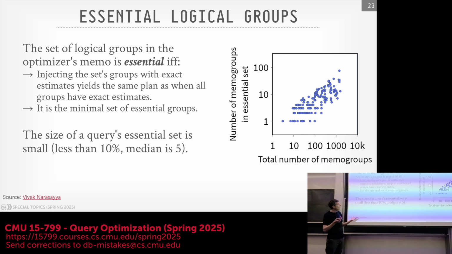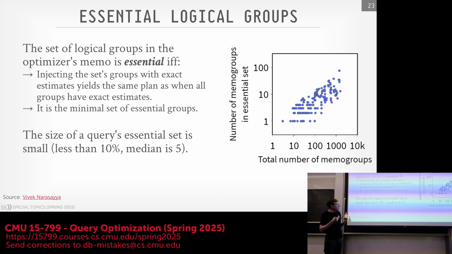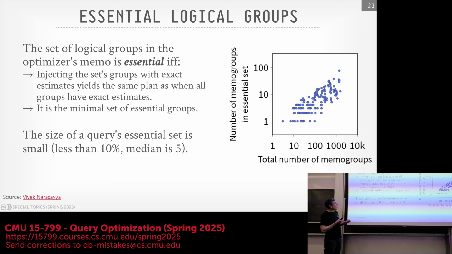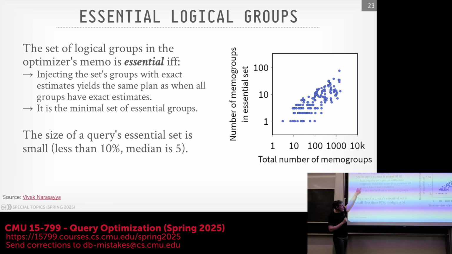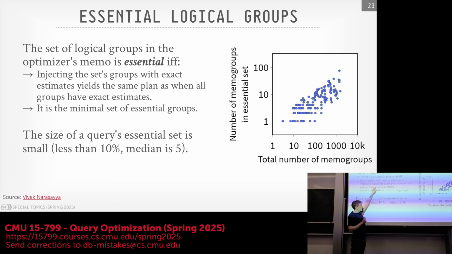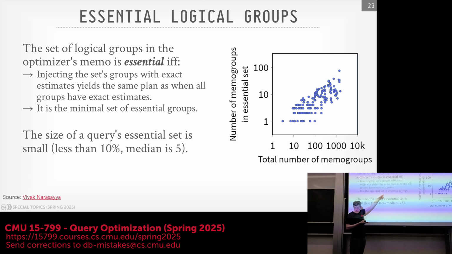They're going to identify that the groups within a query plan are considered the essential subset if you inject the true cardinality estimates for those operators, you end up with the same query plan you get if you do it for all of them. And if you remove any operator from this minimal set, then the query plan actually gets worse.